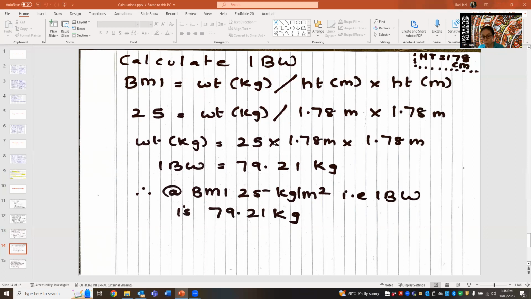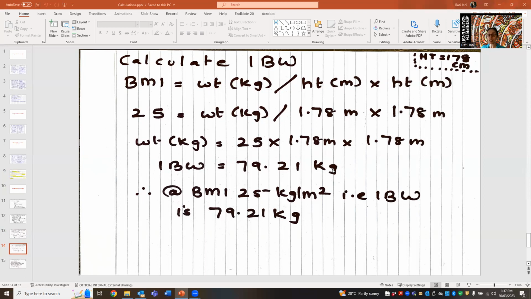This is a simple BODMAS rule. So this is how mathematics functions. So now your weight is on that side and your 25 has crossed over, so the division has become multiplication. So you have 25 into 1.78 into 1.78. You multiply all of these numbers, and you get the answer of 79.21 kgs.